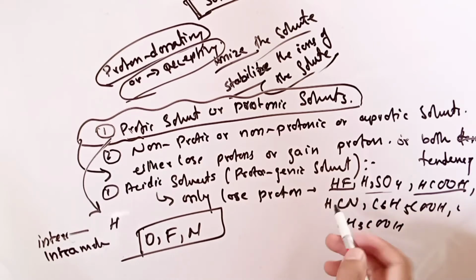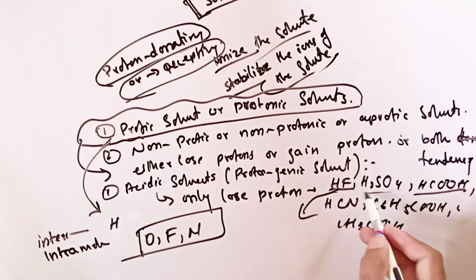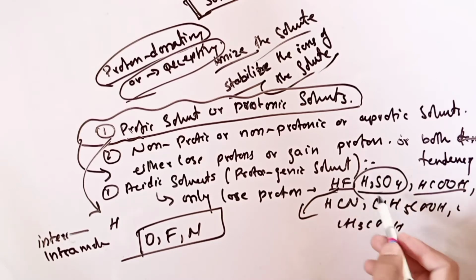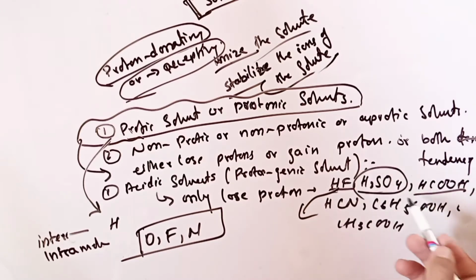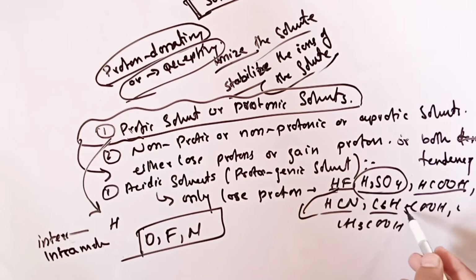According to this concept, HF is an acidic solvent because it can lose a proton. H2SO4 can lose a proton in aqueous solvent. HCOOH can also lose a proton, HCN can lose a proton, C6H5COOH can lose a proton, and CH3COOH can lose a proton. So those species that can lose protons will act as acidic solvents or protogenic solvents. I hope this point is clear. Okay, let us come to the next points.